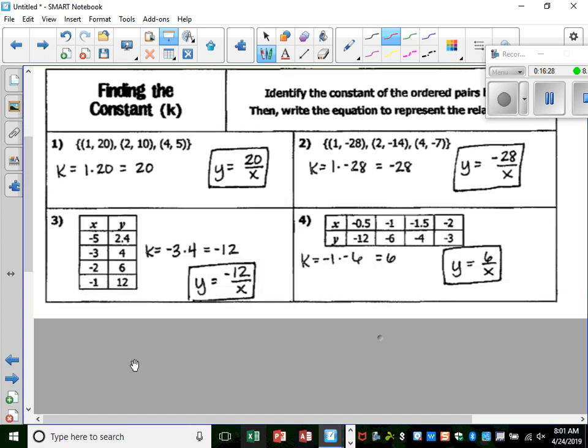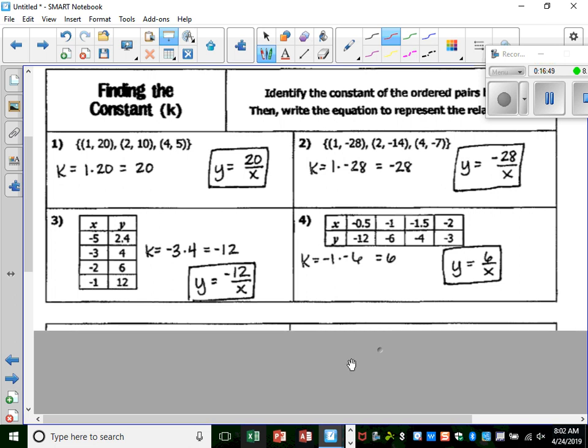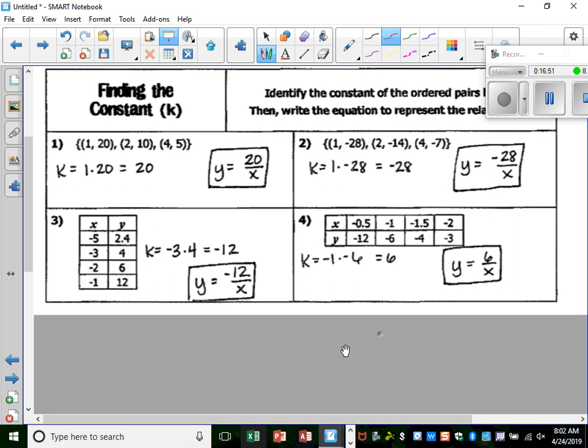So for here, same thing. You're just multiplying these 2 numbers together. Each time you'll get -12. So y equals -12 over x. Multiply to get your constant in the table. Each time it comes out to be 6. So y equals 6 over x.